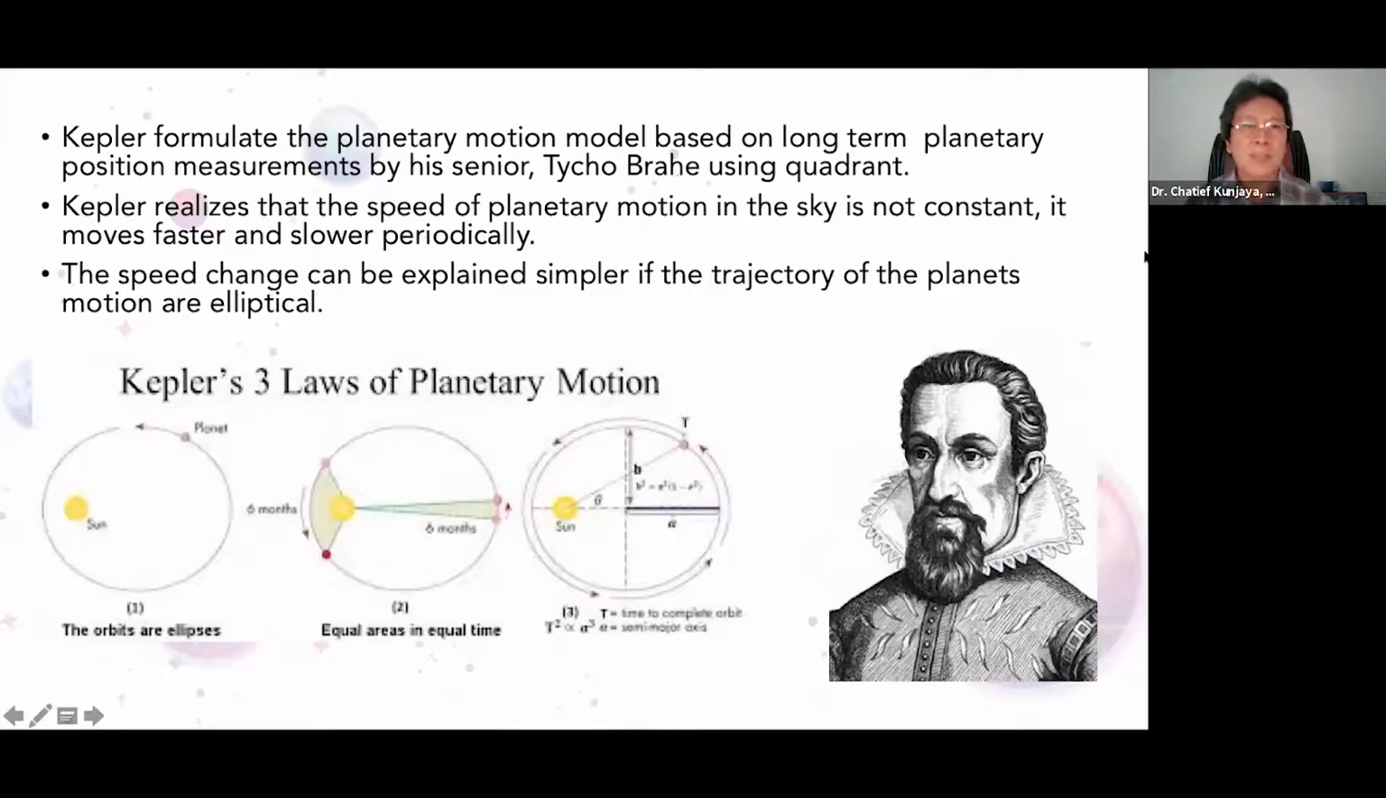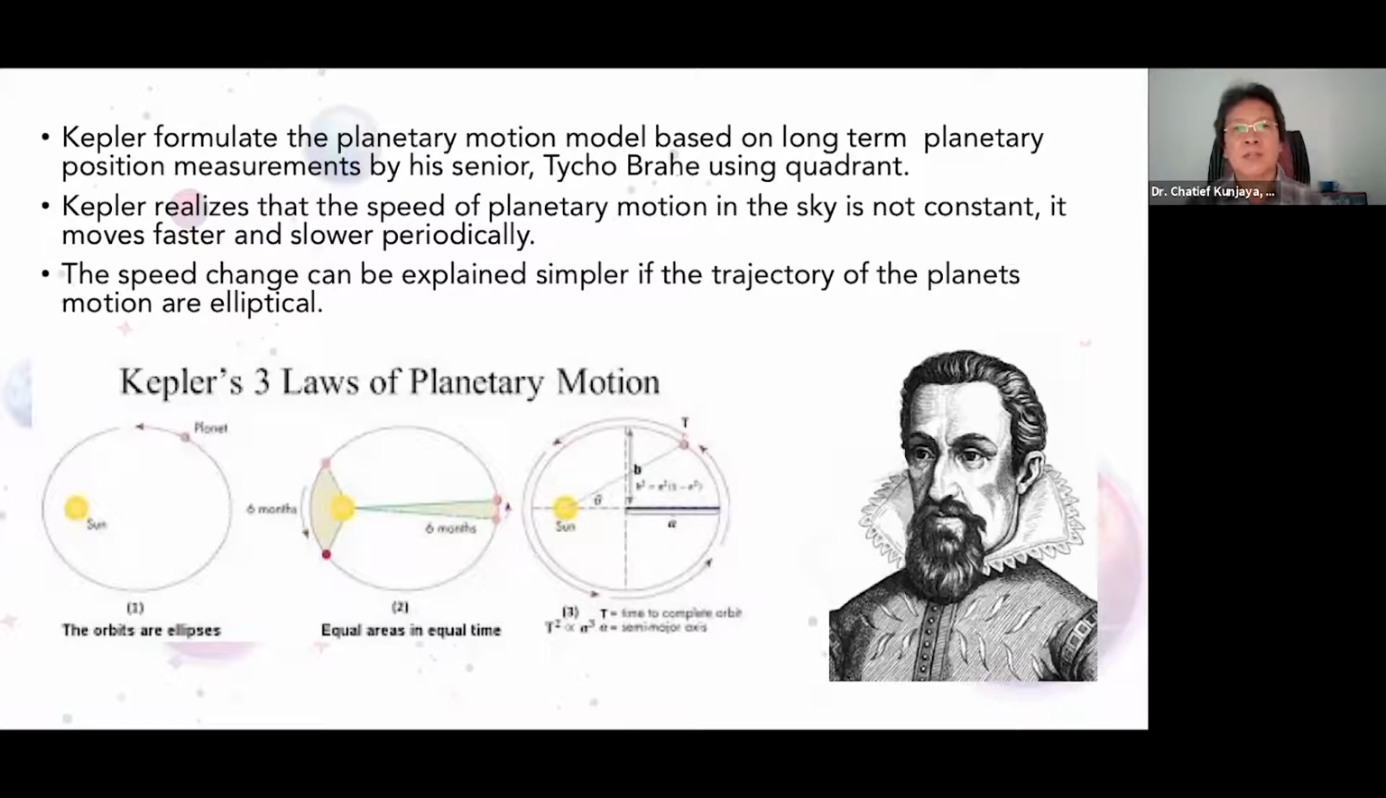Kepler formulated the planetary motion model based on long-term planetary position measurements by his senior, Tycho Brahe. Tycho Brahe had a very big and accurate apparatus. It's called a quadrant. Using the quadrant, he could measure the positions of the planets very accurately, much more accurate than previous observations.